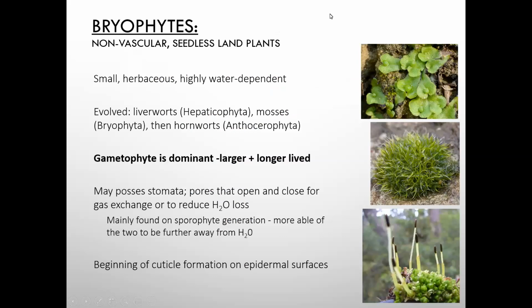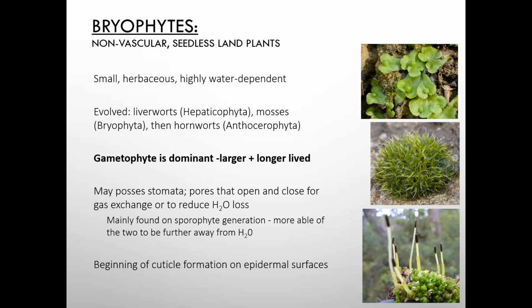So bryophytes are non-vascular seedless land plants. They're typically pretty small and found near water because they're highly water dependent. The evolved forms that we are familiar with are the liverworts, mosses, and hornworts. And in all these groups, the gametophyte is the dominant stage of the life cycle, meaning it is larger and longer lived. So these plants may possess stomata or pores that open and close, and this allows for gas exchange but can also help reduce water loss.